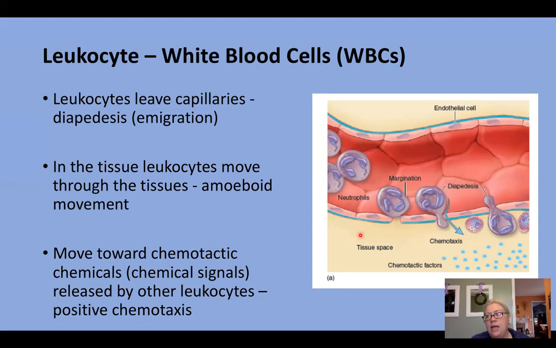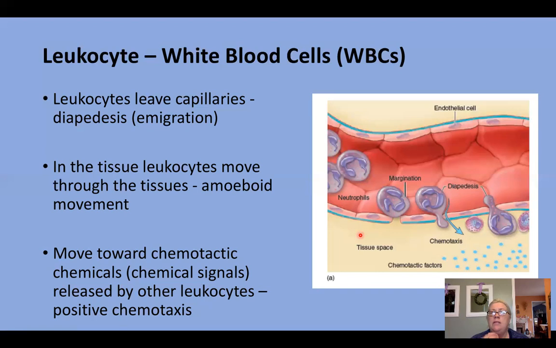Yes, that is correct. I usually have heard diapedesis more than emigration, but just be aware that they use that term interchangeably. Now, once in the tissues, the leukocytes are going to move around the tissues, kind of looking for the troublemakers through a process called amoeboid movement. The reason it's called amoeboid movement is because they move like amoebas. And if you remember, we talked about amoeboid movement in 103.